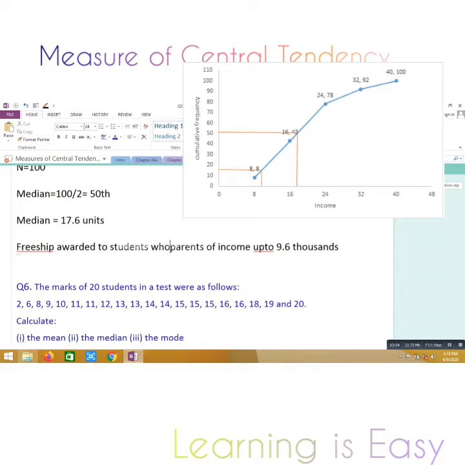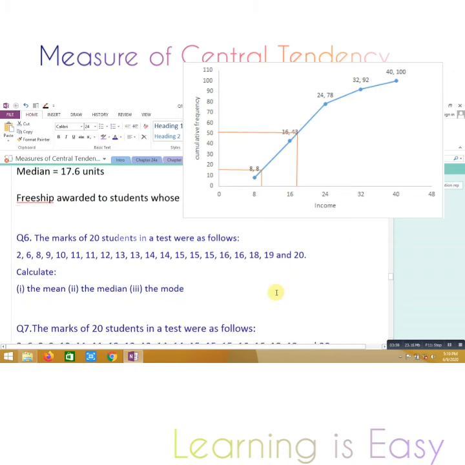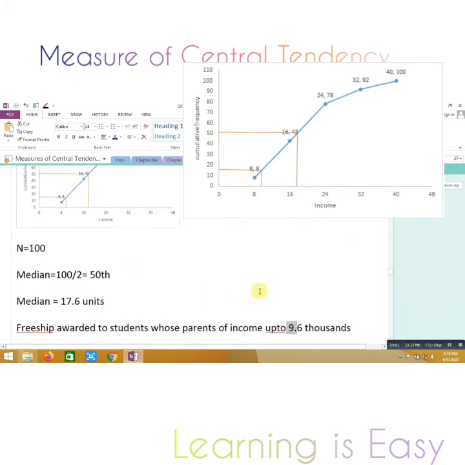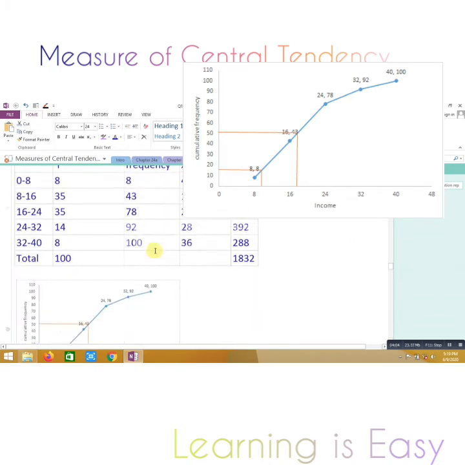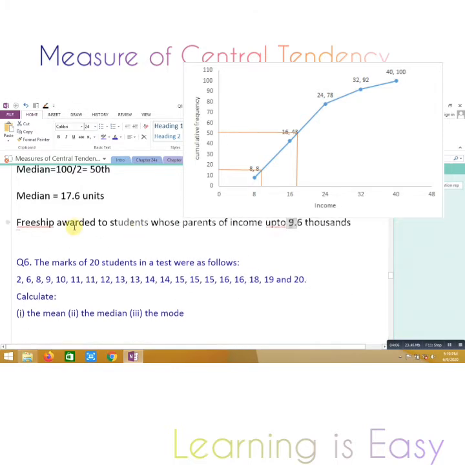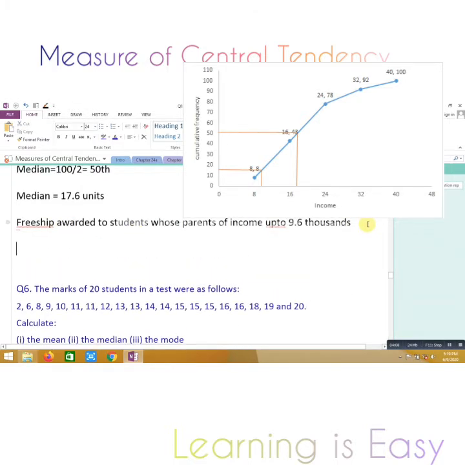So we need to find the arithmetic mean, for which we already have the total and all. So arithmetic mean is 1832 divided by 100, which is 18.32.